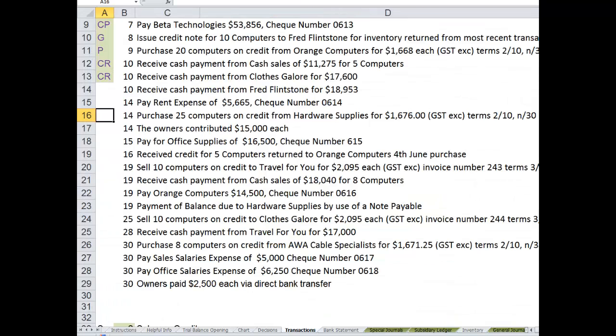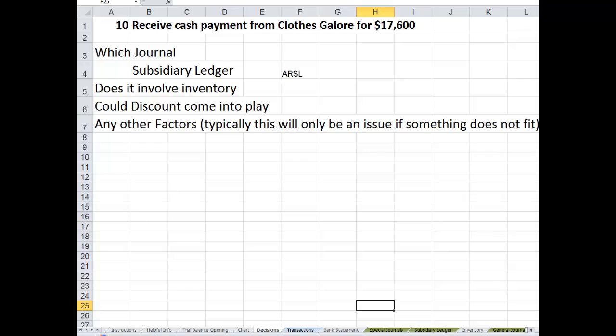Now back to the other transaction, which is probably the most complicated transaction in here. So we might have to consider a few things. Receive cash payment from Fred Flintstone. Well, of course, that is cash receipts. Done. Righto. Decisions, cash receipts journal. We've already decided. Cash receipts. This will also be a subsidiary ledger, because it's a payment. Does it involve inventory? No. Could a discount come into play? Well, let's go and look.